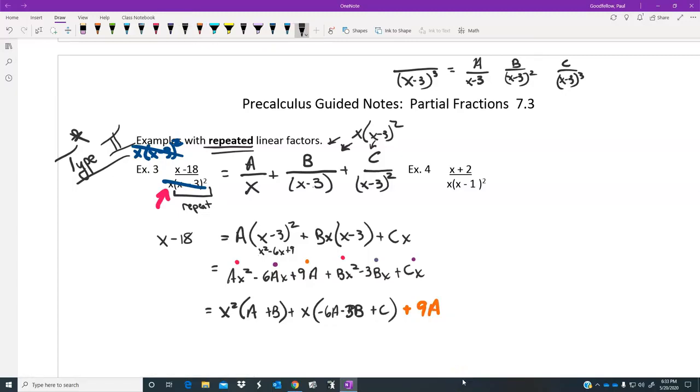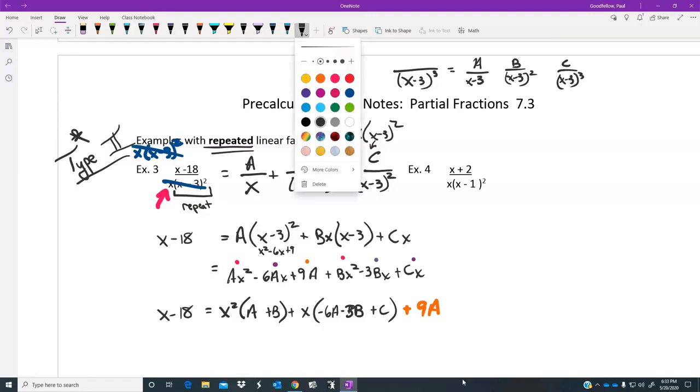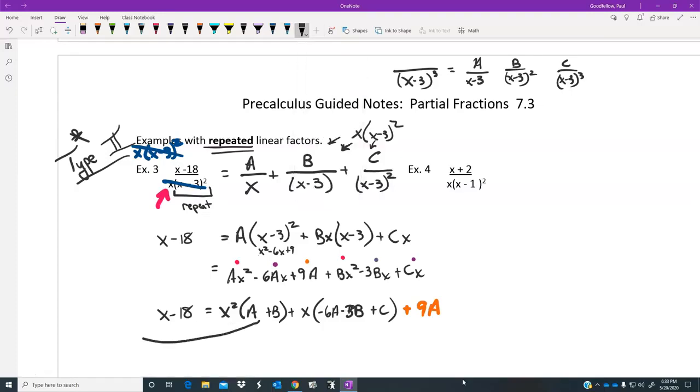Now, again, remember that our left-hand side was x minus 18, and once you've got it broken down like this, you can start to equate values inside the parentheses to the coefficients on the other side. Now, here's the problem. We don't have an x squared one over here. You're like, where's the x squared one?